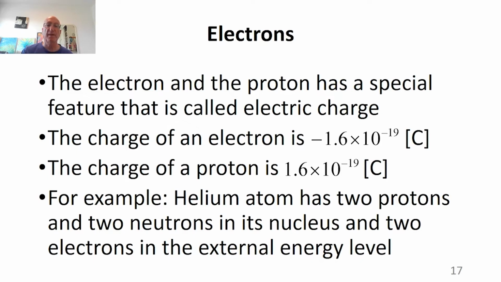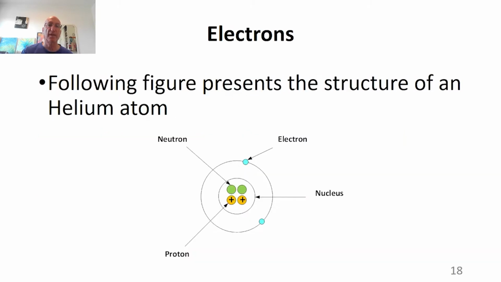For example, a helium atom has 2 protons and 2 neutrons in its nucleus and 2 electrons in the external energy level. Following the figure below, which presents the structure of a helium atom, we can see that the helium atom has 2 neutrons, 2 protons, and 2 electrons in the same shell or energy level.